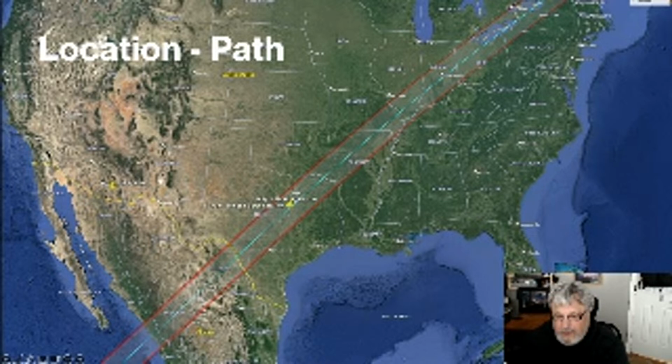And if you see the two red lines on this image, that is where the eclipse will be visible. And that blue line in the center is the center line. The closer you can get to the center line, the longer you're going to have totality.